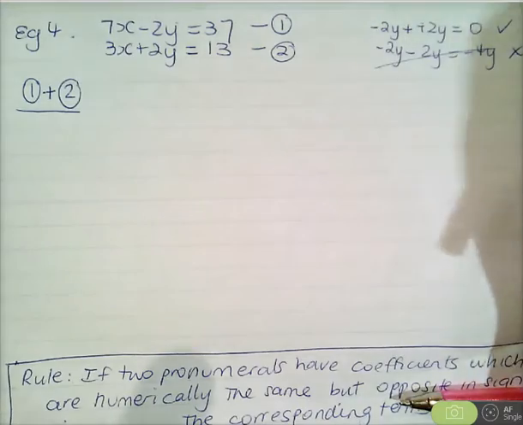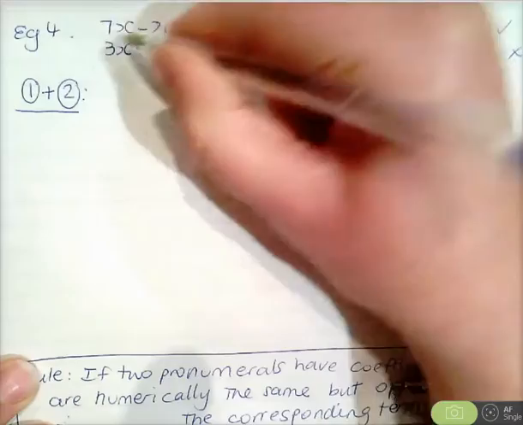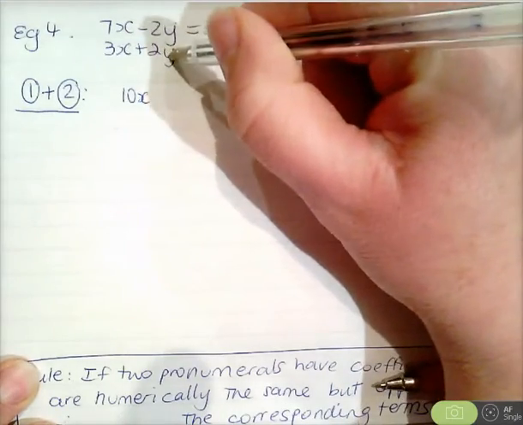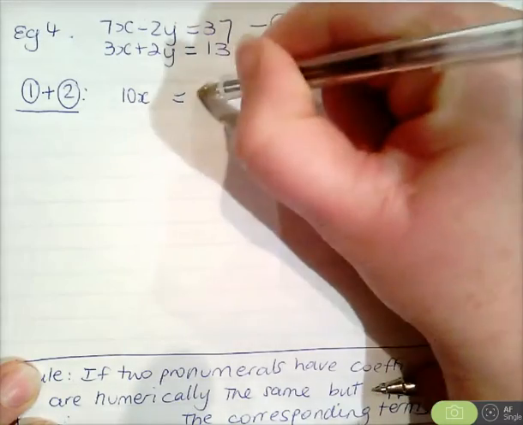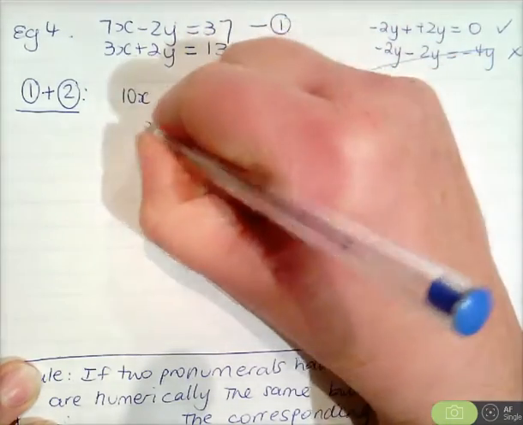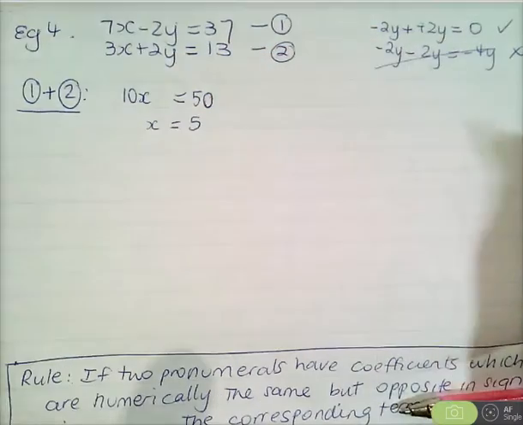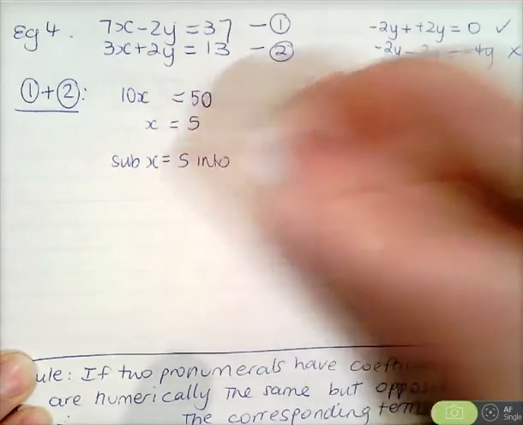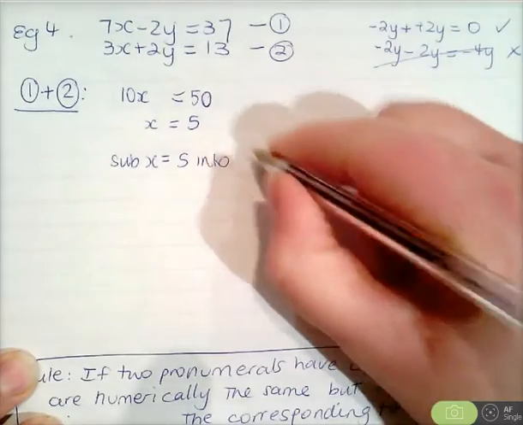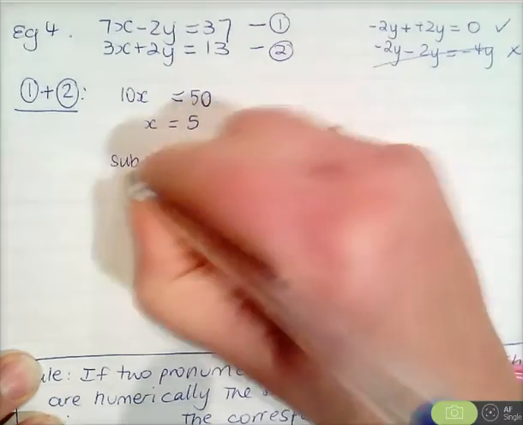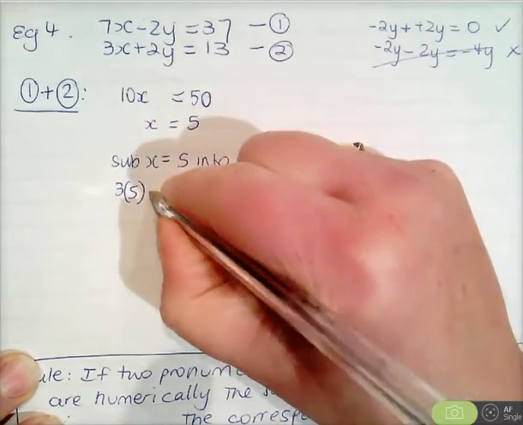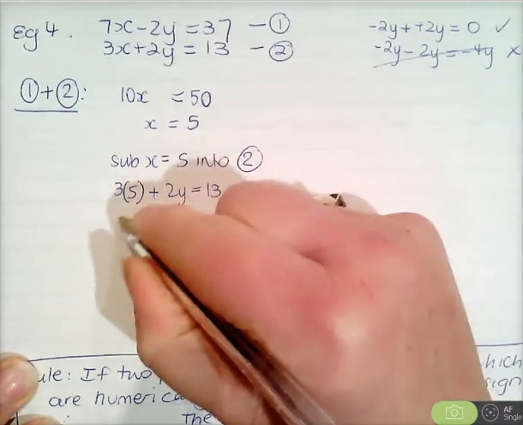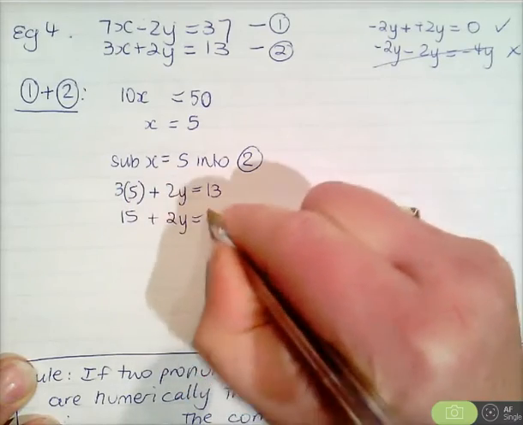Now don't forget to write your instructions here on the side. So let's do that. 7x plus 3x is 10x. Minus 2y plus 2y is 0. 37 plus 13 is 50. We can clearly see here that x is 50 divided by 10, which is 5. Now we can substitute x equals 5 into either equation. I think I'm going to put it into equation 2. So we get 3 times 5, which is 3x, plus 2y is 13. Now 3 times 5 is 15, plus 2y is 13.